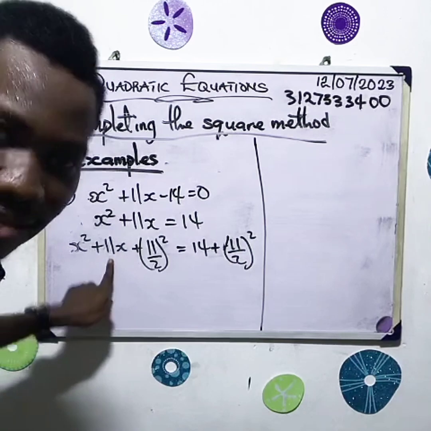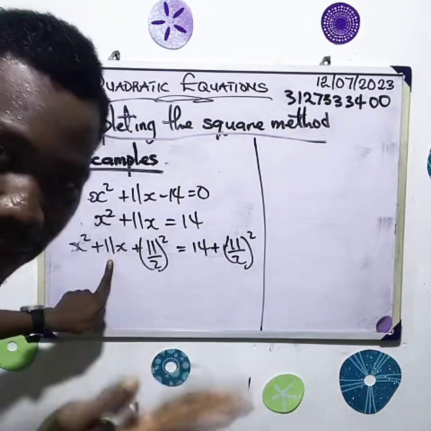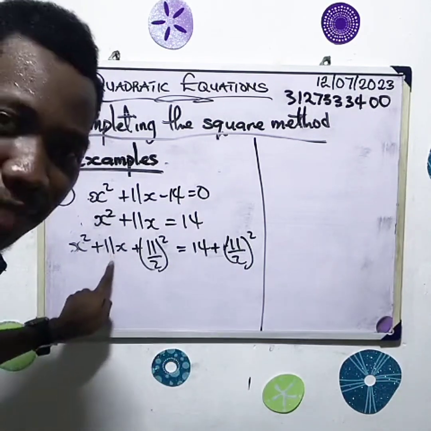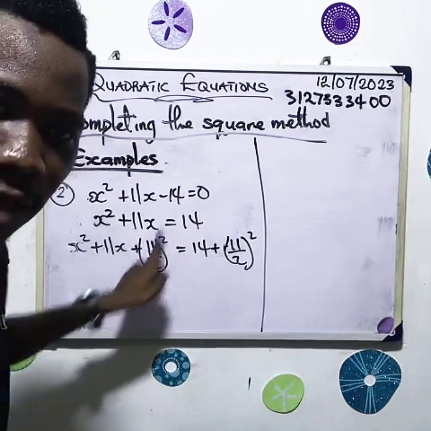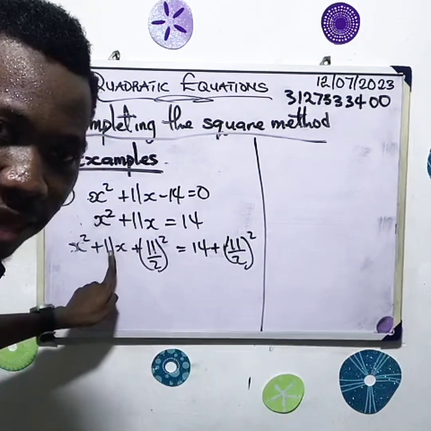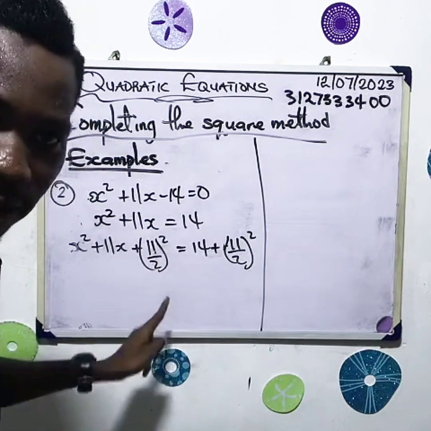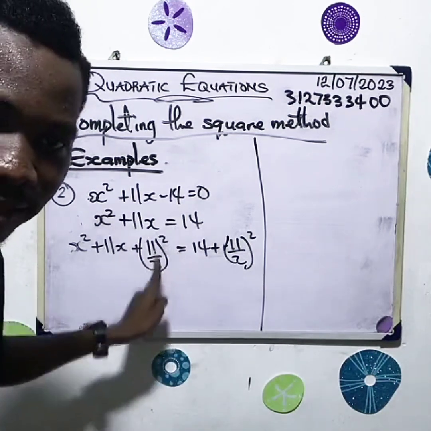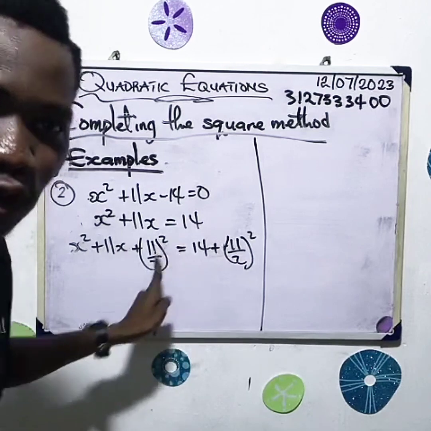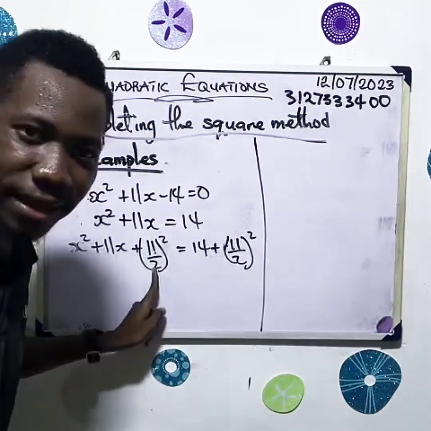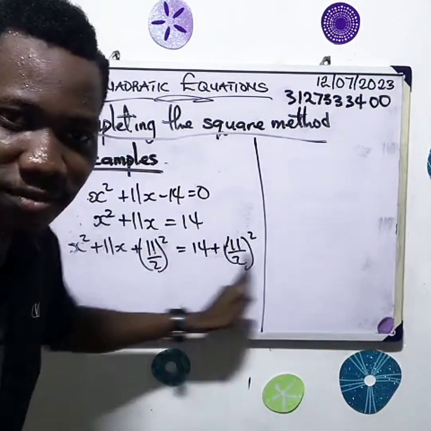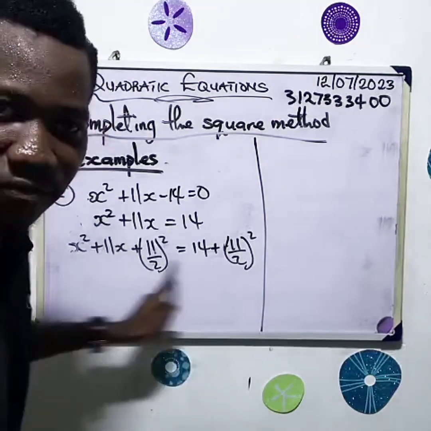Whatever the coefficient of x is, divided by 2. If it is 10, divided by 2, that will be 5. So then square it, that will be 5 squared. But in this case, it's 11, so divided by 2, 11 over 2. That's 11 over 2 squared. I don't want to write a decimal, that's why I left it as 11 over 2. So now, you don't just add it to one side, you want to add it to both sides.